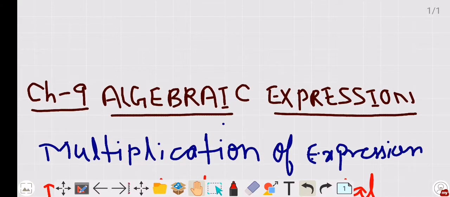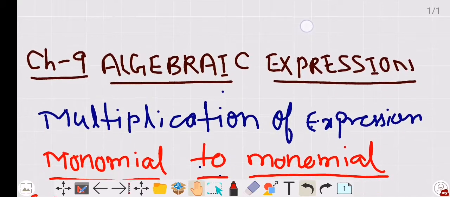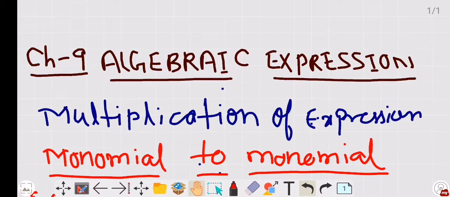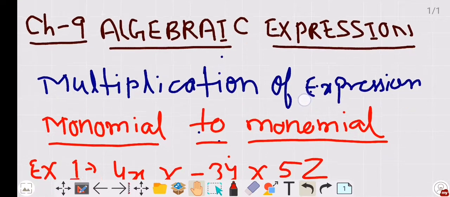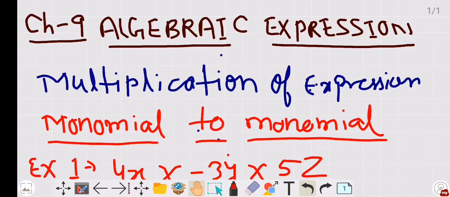Hello students, today I am going to discuss chapter 9, algebraic expressions, and the topic is multiplication of expressions. Multiplication is of many types: monomial to monomial, monomial to binomial, monomial to polynomial, and then polynomial to polynomial. So first we will discuss monomial to monomial.